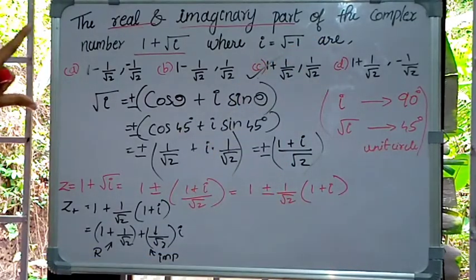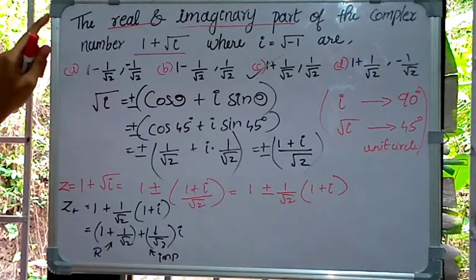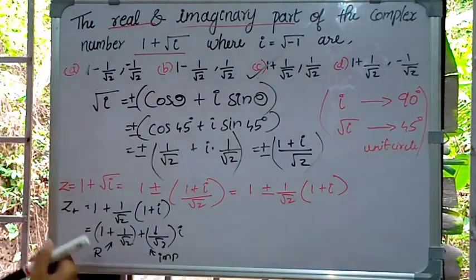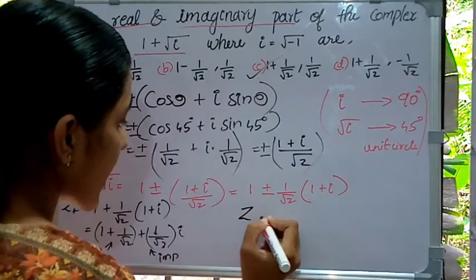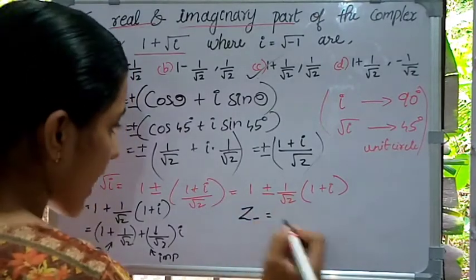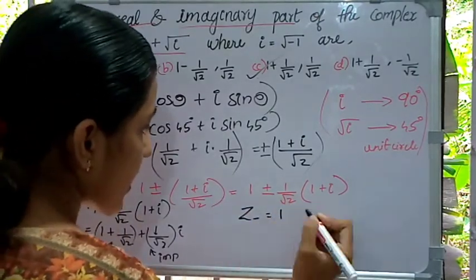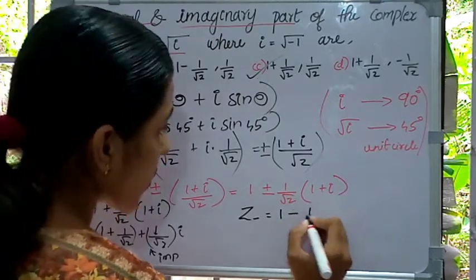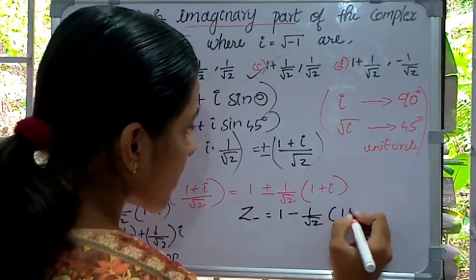So this is a type of question in which more than one answer can be correct. So in the next exam, this question will be specifically mentioned that the answer can be more than one. So let's find out the value of z negative. So when the z value is negative, we'll get the complex number as 1 minus 1 by root 2 into (1 plus i).